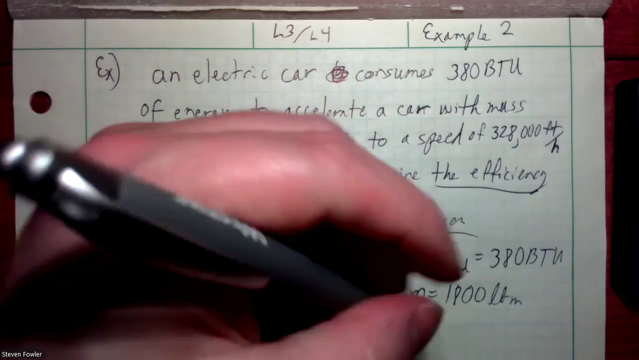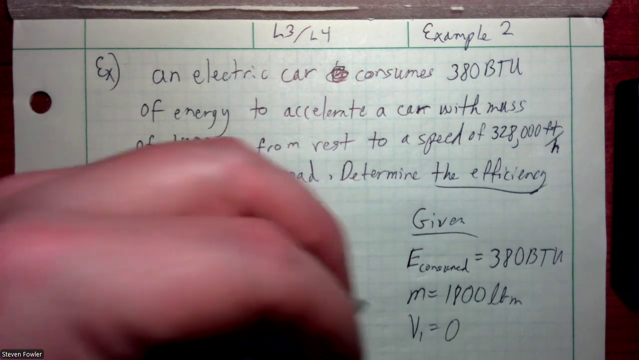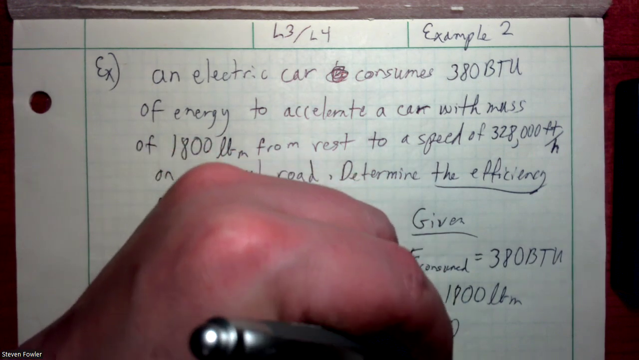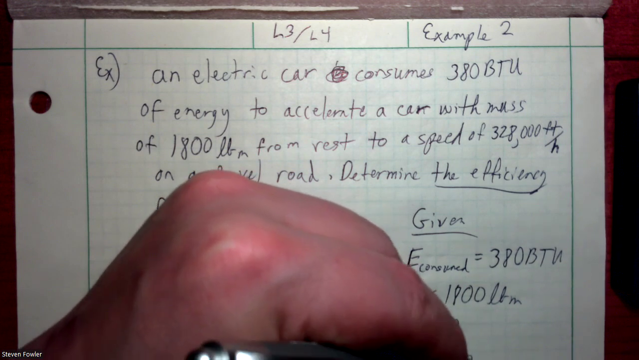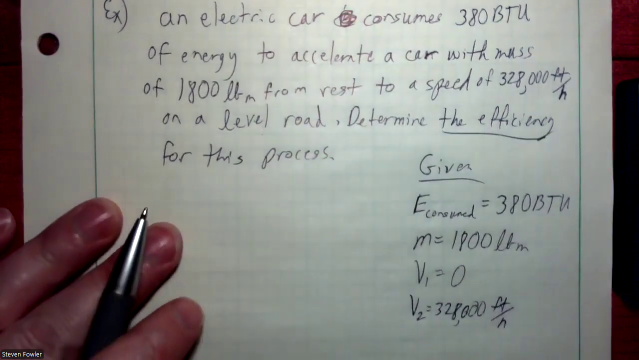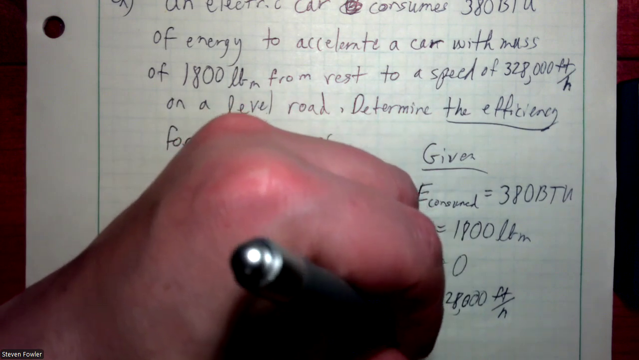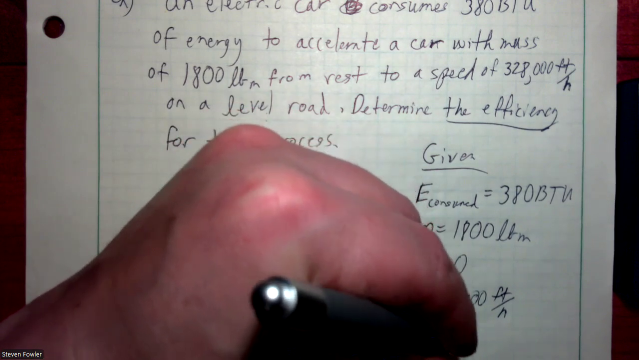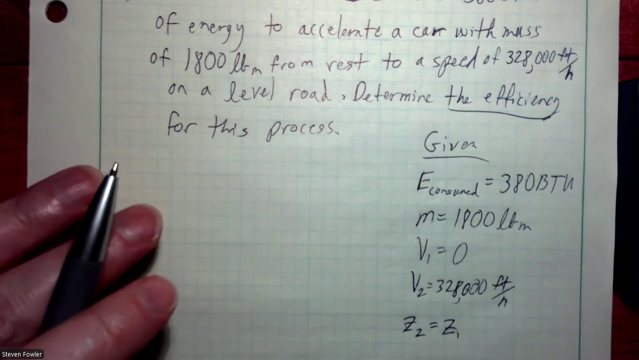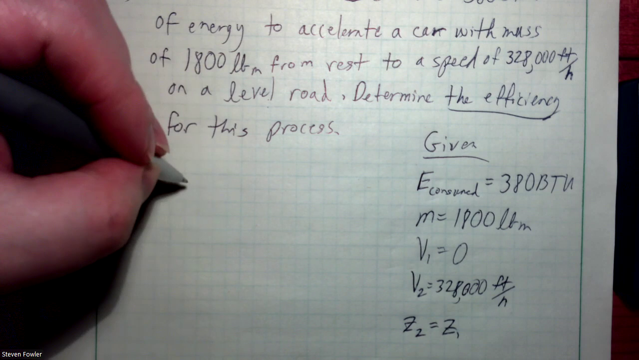From rest, that's important. V1 is the, to a speed of 328,000 feet per hour. And we're doing it on a level road. Z2 is equal to Z1. We want to find the efficiency. That's what we're looking for. So this is what we're looking for. This is what's known. The next step is what rules, laws, or equations might help us find that.